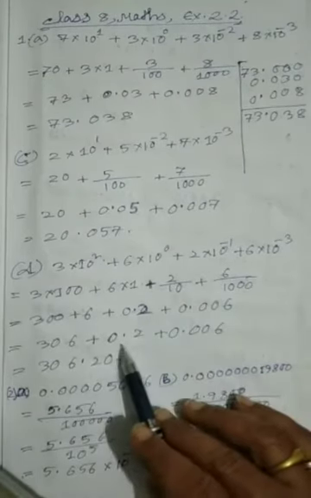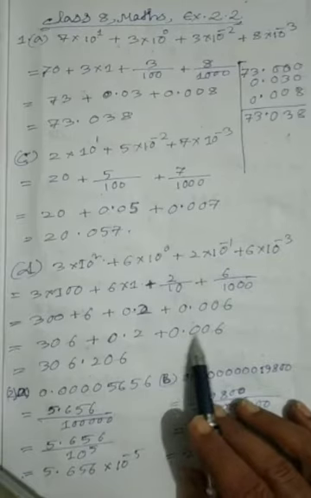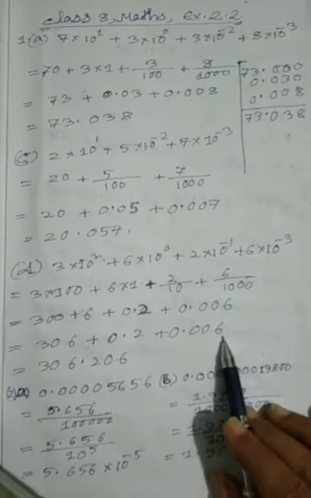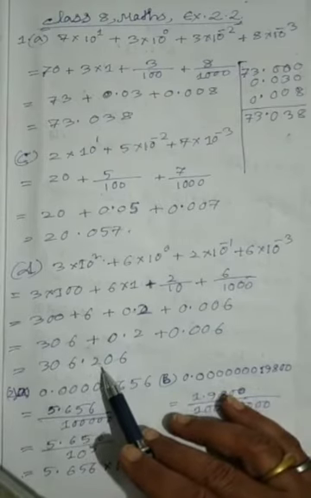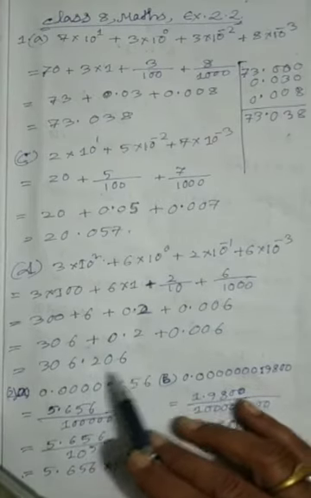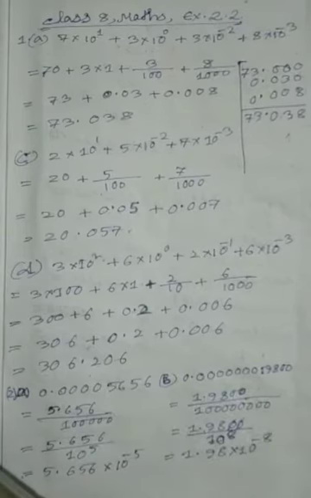306 plus 0.2 plus 0.006. Now you add it. So it will be 306.206. This is the answer.